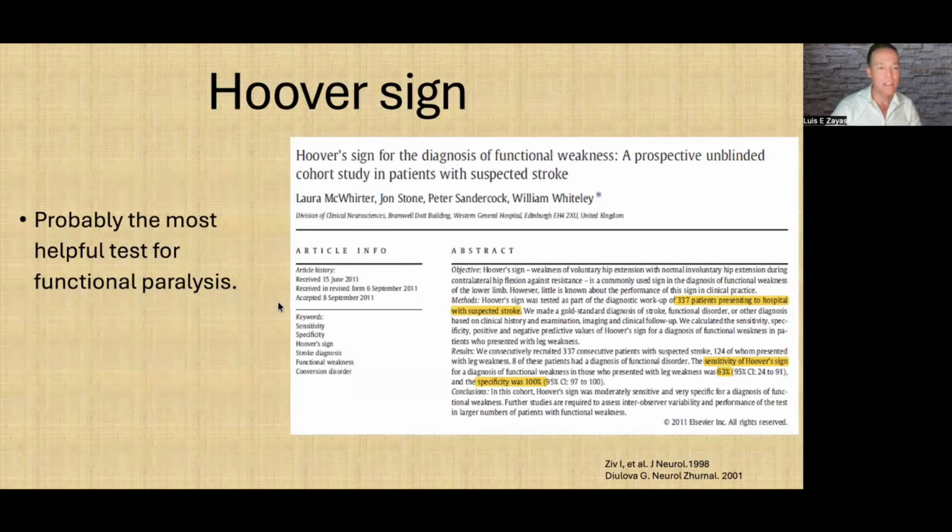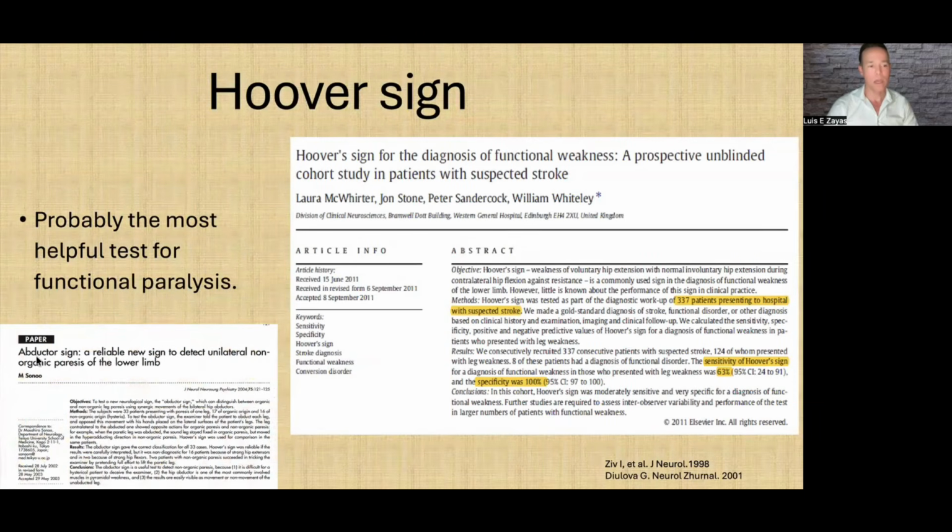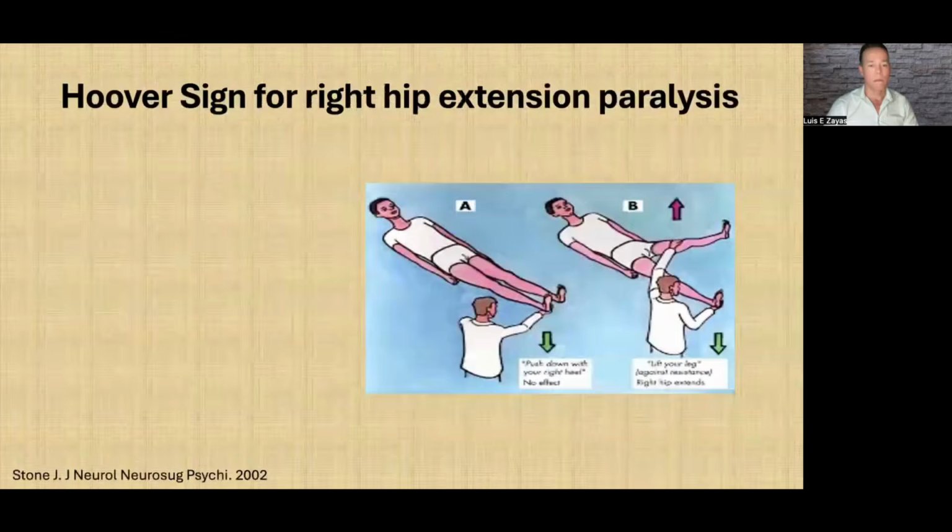Now, this test is pretty good because the specificity is very high. Some even, in this paper, 100%. So when the patient, if you know what you're doing, and you find this, it's pretty good. The sensitivity is not too good, 63%. Okay, so how do you do that? And actually there is another one: some people think that the abductor sign is better, and it's the same principle. But let's talk about the Hoover sign, which is the one that is most commonly used. It's easy, but also the abductor too.